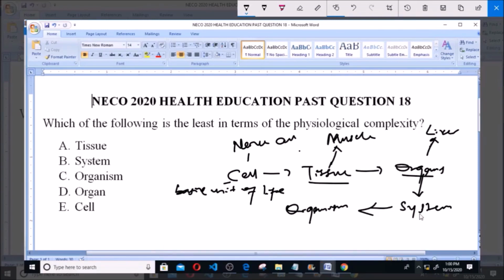Then systems are made up of different organs. Example of system is the circulatory system. You can see that the circulatory system is made up of the heart and the blood vessels. Then organism is composed of different systems working together to carry out different functions. An organism consists of the respiratory system, the reproductive system, and so on. But now you can see that the least of all this is the cell, because all this actually originates from the cell. So cell is the least in terms of physiological complexity, and that is option E.